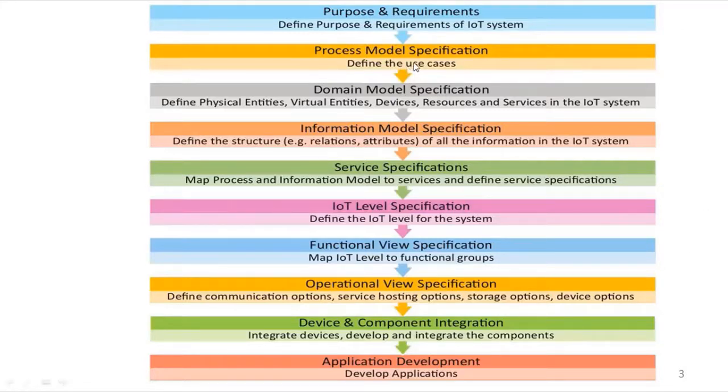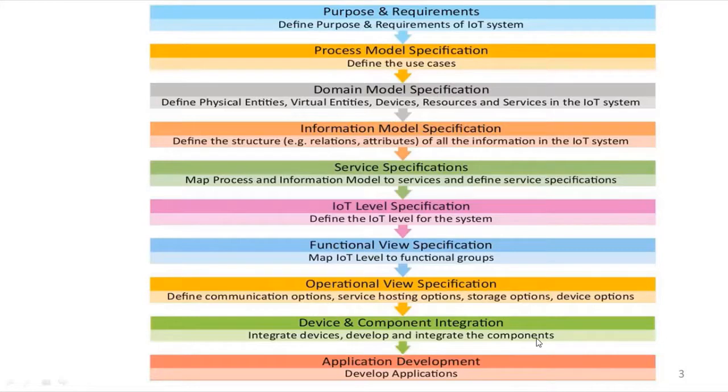Similarly, process model. In the process model, we previously discussed use case design. That means you are going to design the use cases, and then domain model. In the domain model, you will define the entities for this system. And then information model. What is the information model? In the information model, you will define the structure of this system. That indicates the different attributes as well as the relationships. And that is a simple representation.